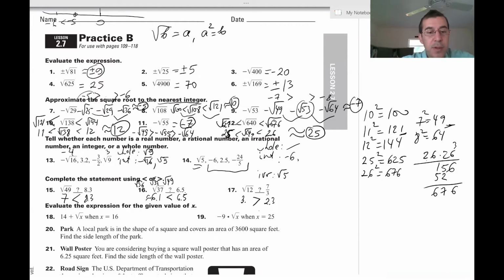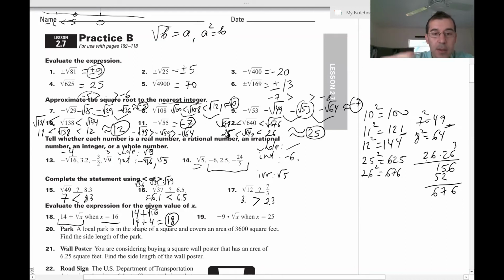Evaluate the expression for the given value of x. So for number 18, when x is 16, we have to evaluate this expression, which is 14 plus square root of x, or square root of 16 in this case. And this is 14 plus square root of 16, which is 4. 4 squared is 16. So 14 plus 4 is 18.